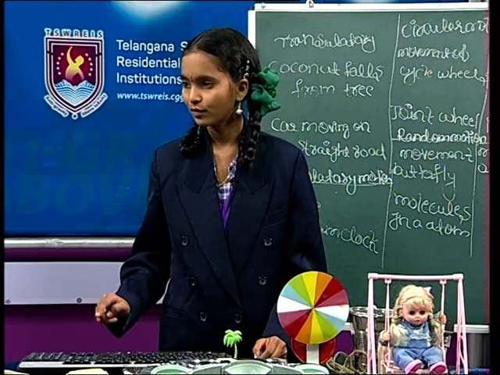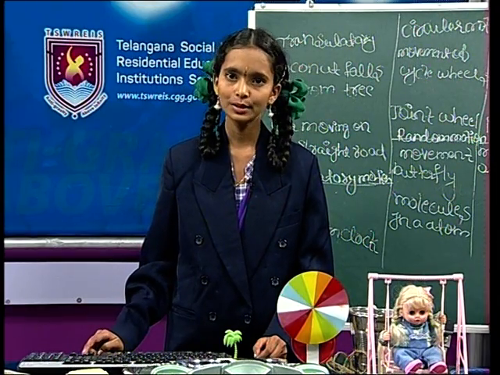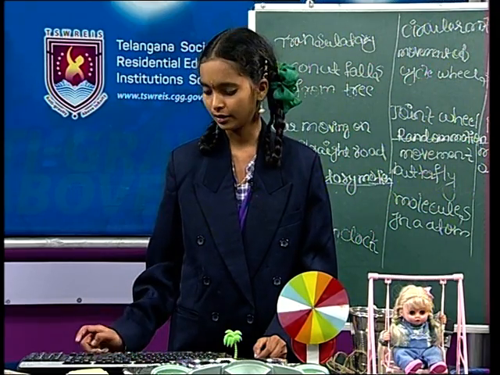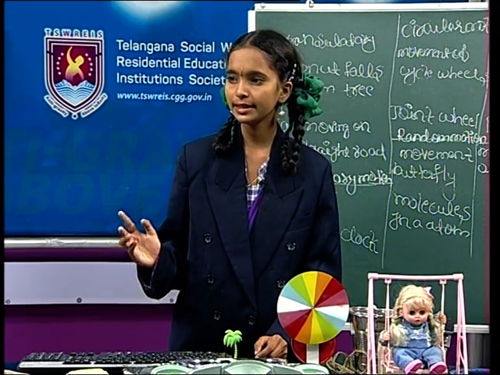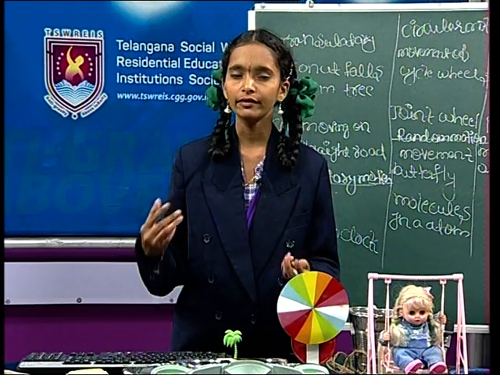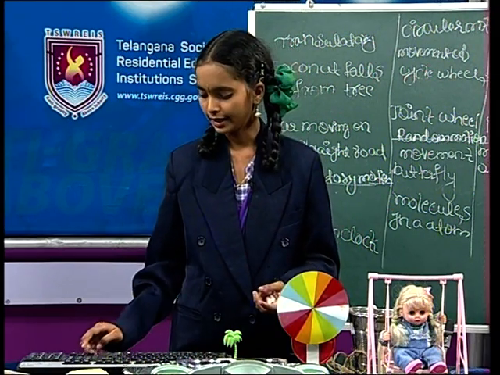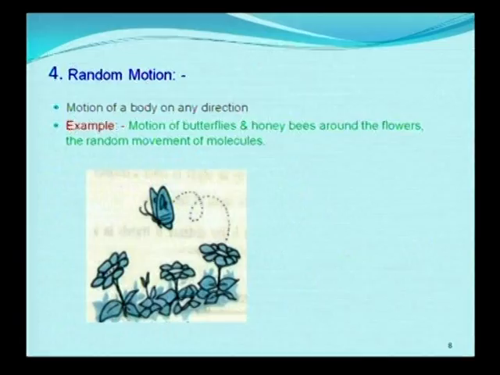Next, we can see the next motion, which is random motion. The random motion means motion of an object in varying directions. It means it does not have any specific direction. For example, we take here a butterfly.